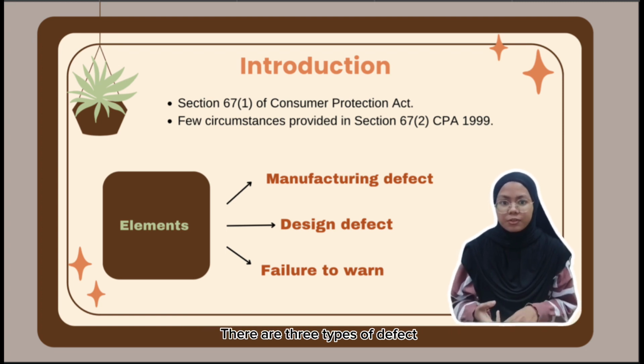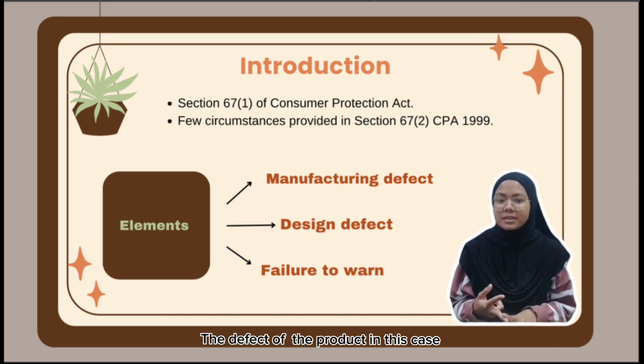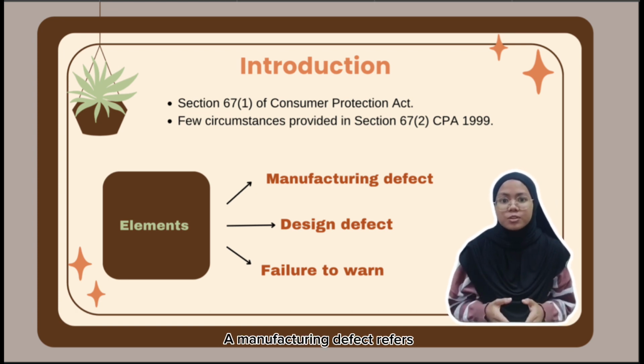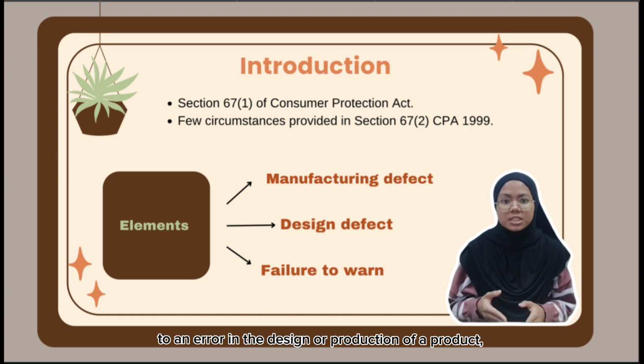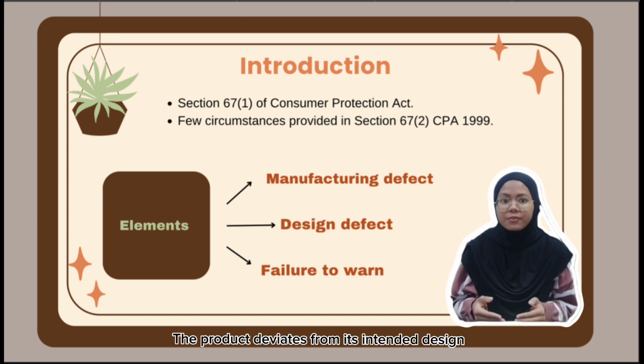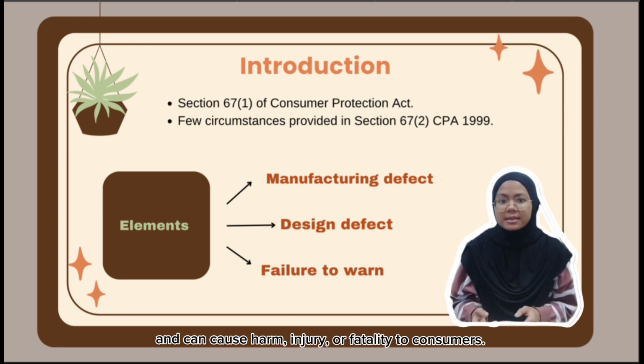There are 3 types of defect: manufacturing defect, design defect, and failure to warn. The defect of the product in this case falls under the manufacturing defect. A manufacturing defect refers to an error in the design or production of a product causing it to not work properly. The product deviates from its intended design and can cause harm, injury, or fatality to the consumer.